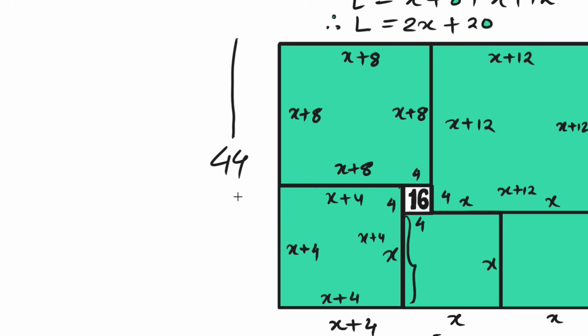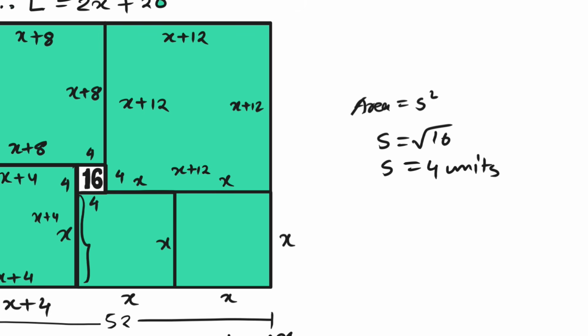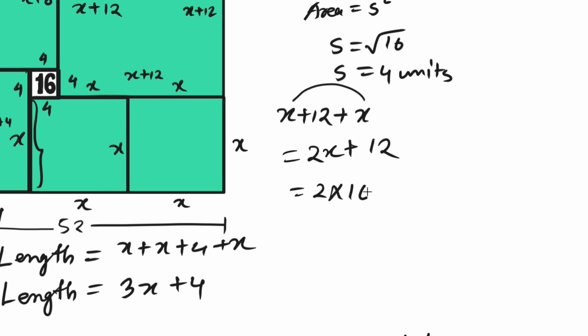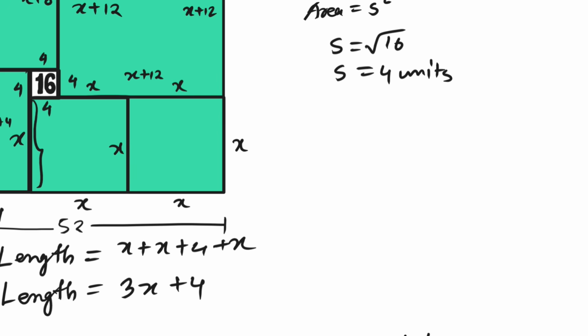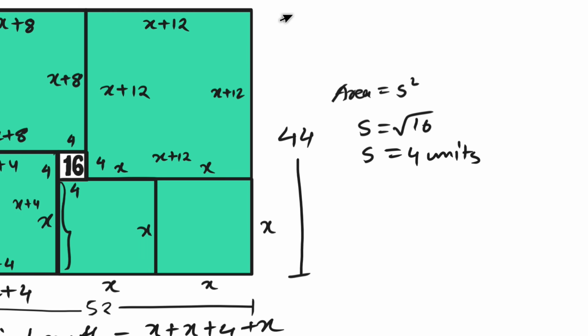Let's quickly check this from the opposite side as well, because checking our work is always a good mathematical habit. On the right side, we have the upper right square with height x plus 12, and the bottom section with height x. Adding them gives x plus 12 plus x. That simplifies to 2x plus 12. Substituting 16 gives 2 multiplied by 16 plus 12, which is 32 plus 12, giving 44. Perfect. Both sides agree, so our dimensions are consistent.